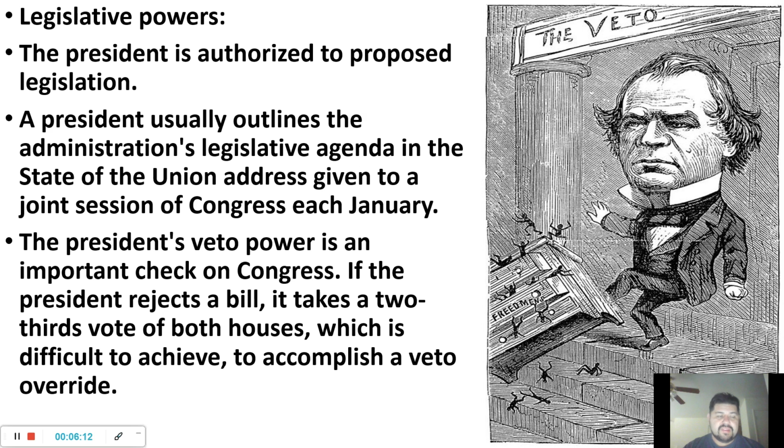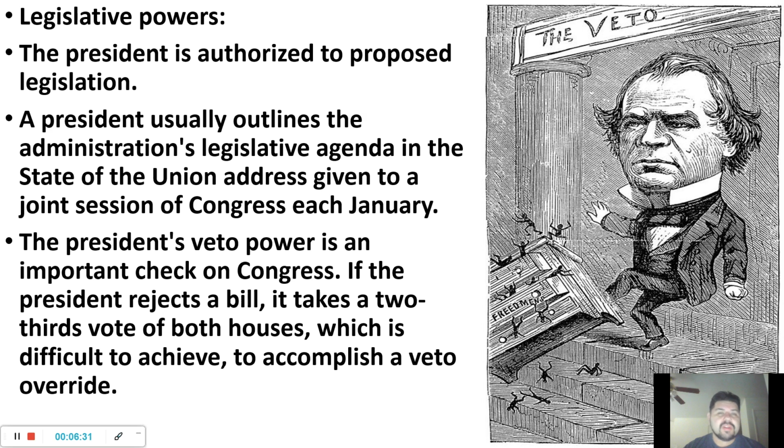Now, the other thing that the president has when it comes to legislation is the veto. Basically, if something goes through Congress and it comes to his desk and he doesn't like it, the president can veto it. Now, here's the thing. Again, the president is not all powerful. They are not the king of the world. So when they veto something, it goes back to Congress.